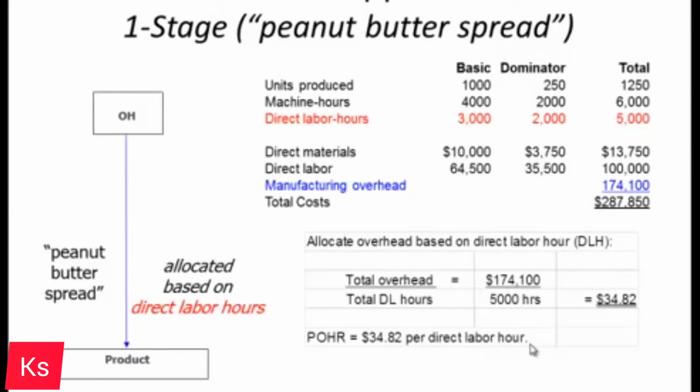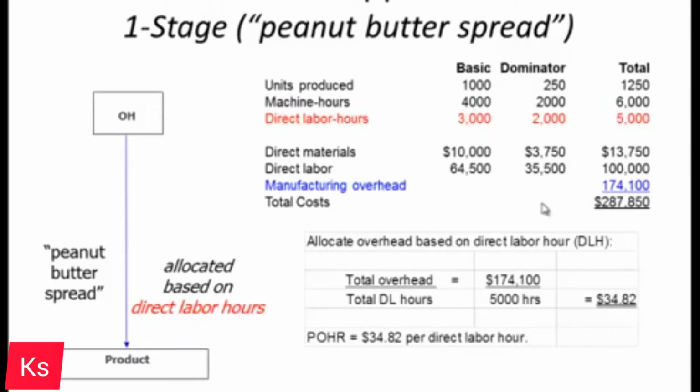So for every product that we make, we will allocate to that product $34.82 for each labor hour that that product consumes. So if one product consumes one labor hour, it will get allocated $34.82 of overhead. If another product consumes 2 direct labor hours, it will get allocated $34.82 times 2 in overhead.